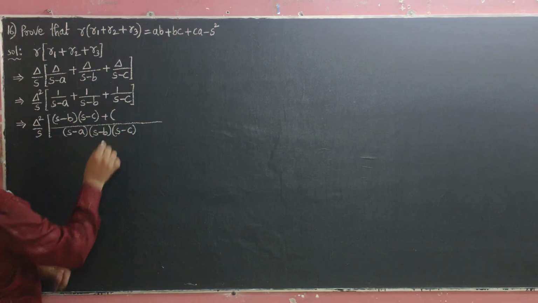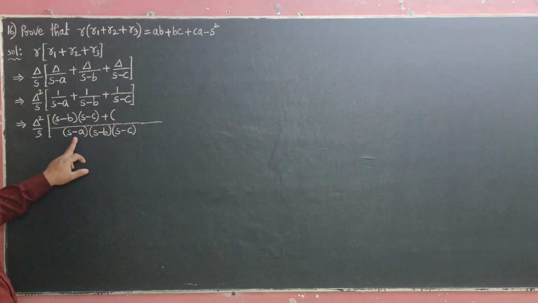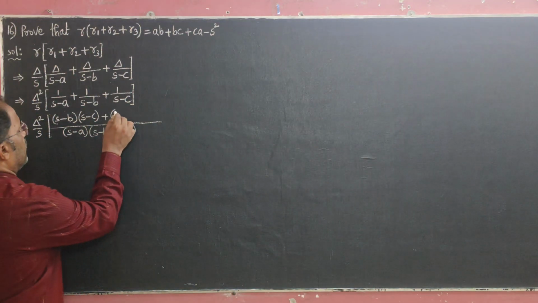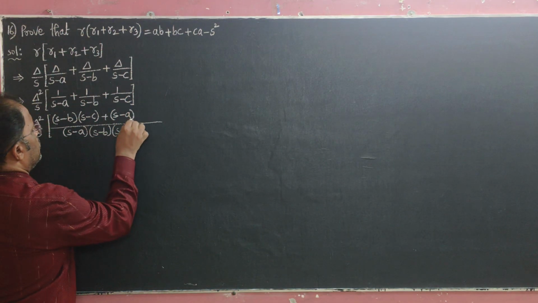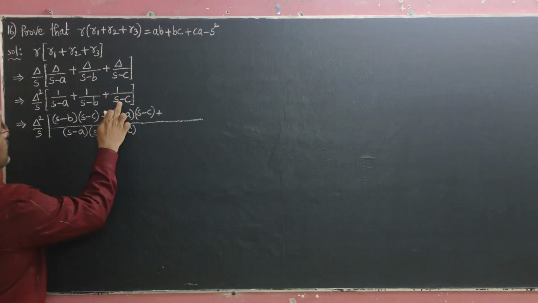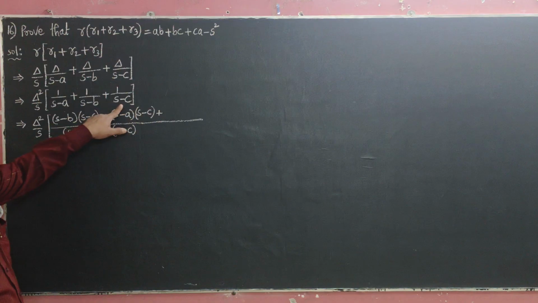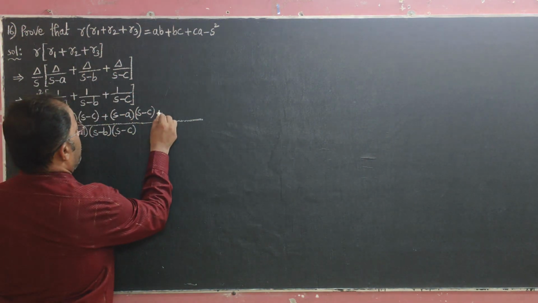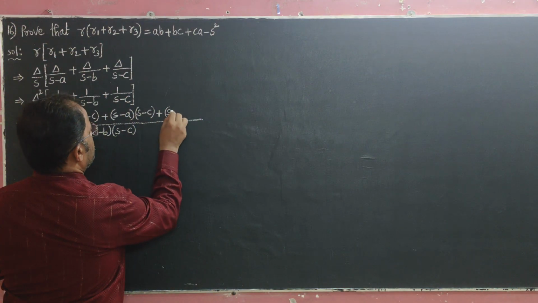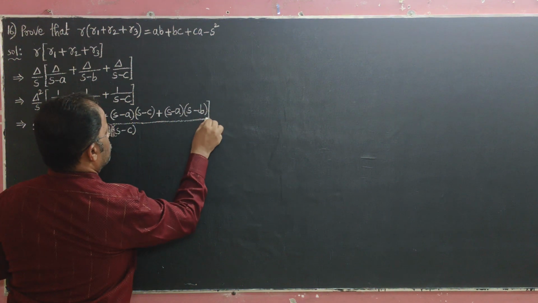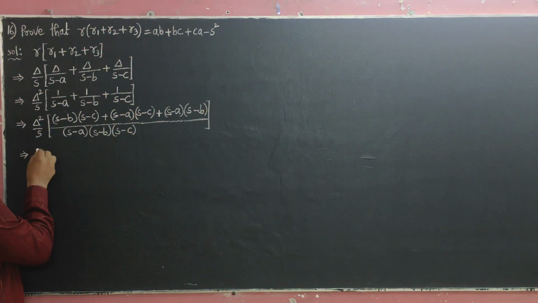Clear? And plus, for the second term s − b, s − a is missing and s − c is missing, so s − a into s − c. And plus, in the last one s − c is there, so s − a is missing and s − b is missing, so multiply with 1: s − a into s − b. Again the outside term delta square by s stays as it is.